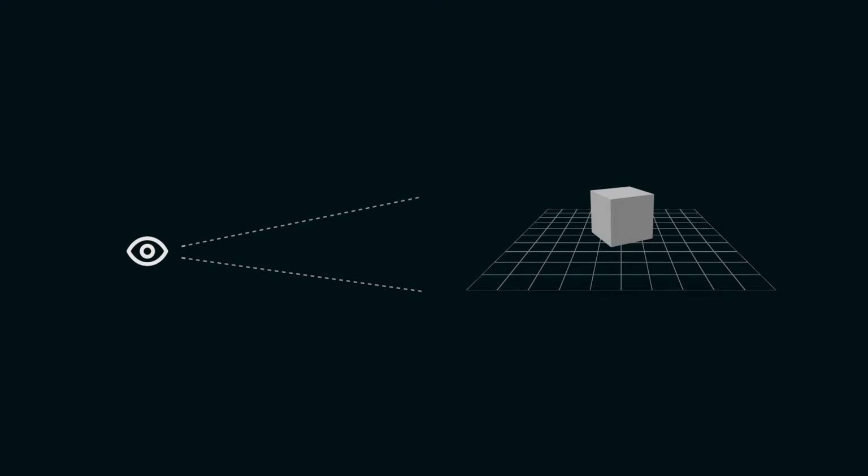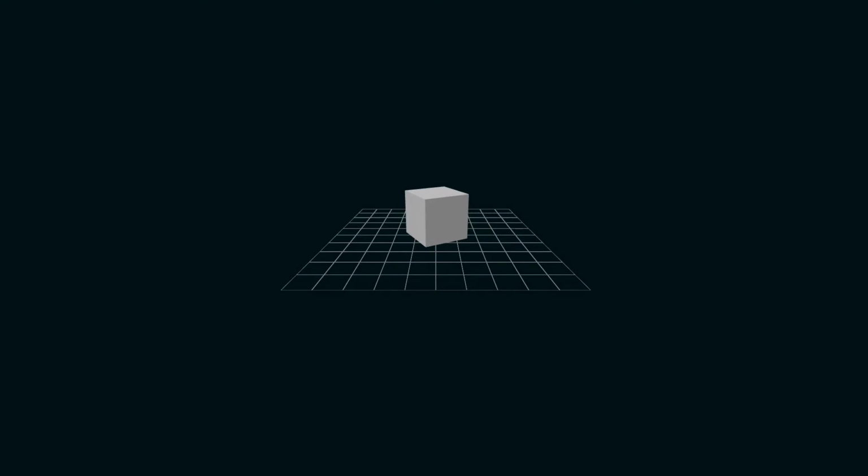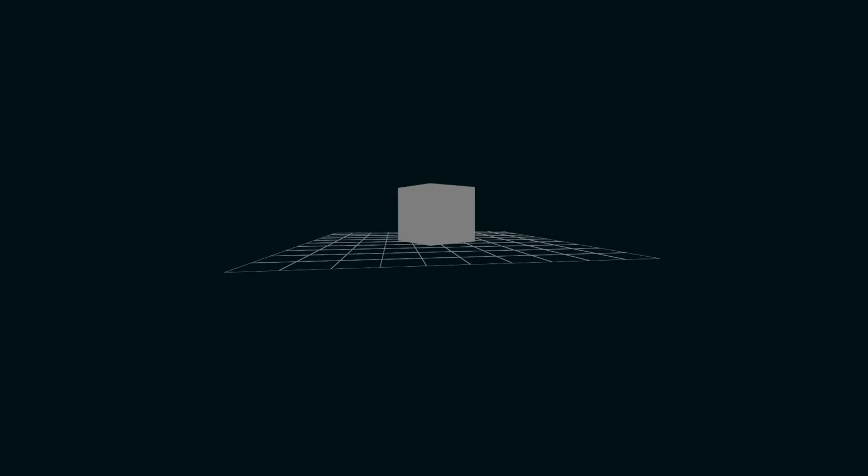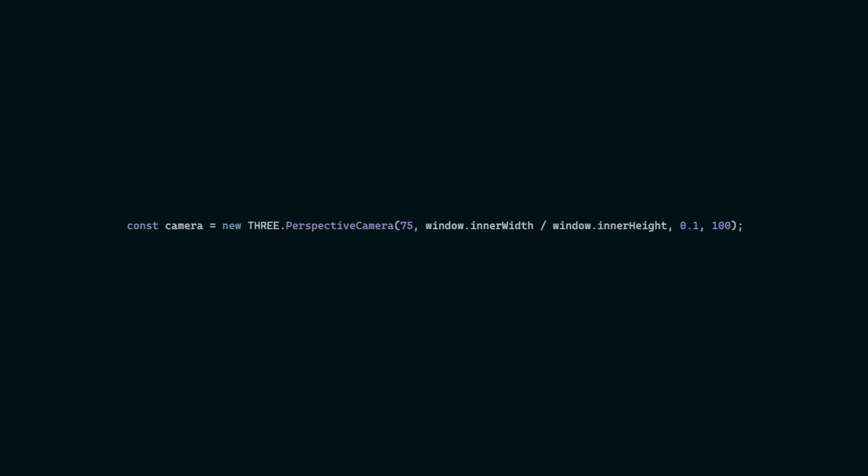Similarly, in our virtual 3D world, we need an eye to see, and that eye is the camera. Without a camera, how can we know where we are looking? Are we looking at our cube from this angle, this one, or maybe this? Adding a camera in Three.js is just as easy.